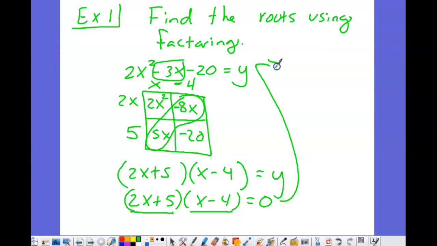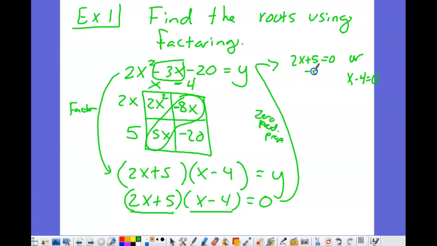So, that means that either 2x plus 5 equals 0 or x minus 4 equals 0. And so we could solve both of those now. So that's the strategy. Step 1 is to factor. I'm not done yet, but step 1 is to factor. And then step 2 is to use the zero product property.